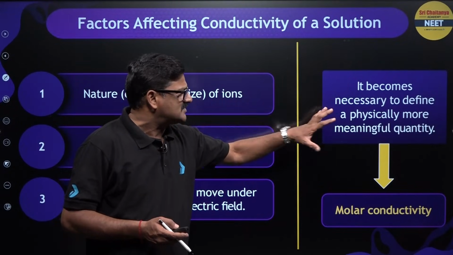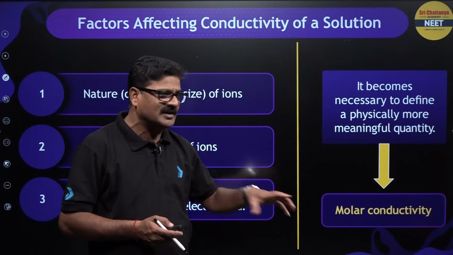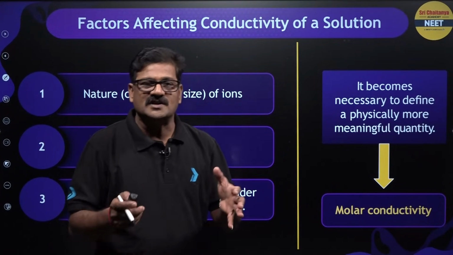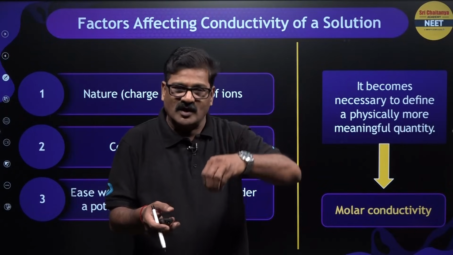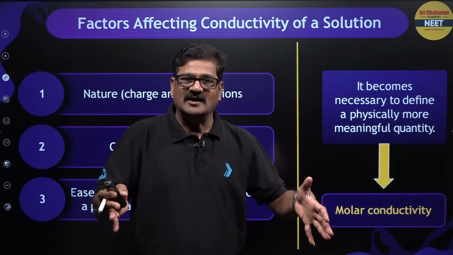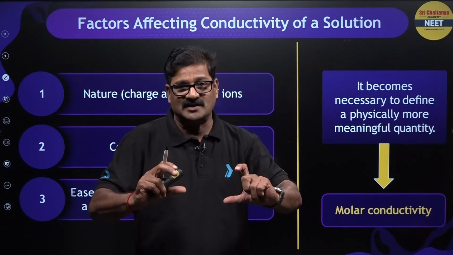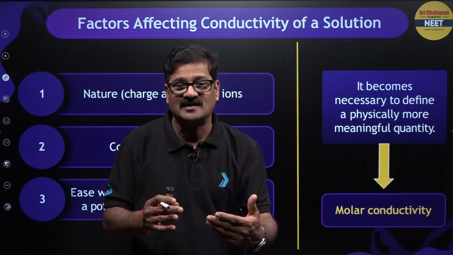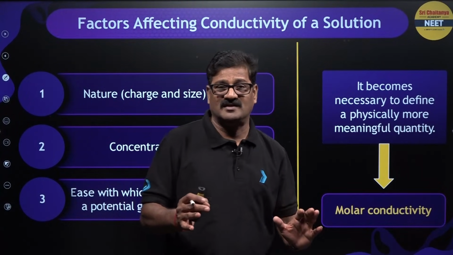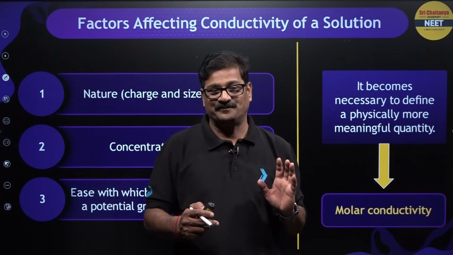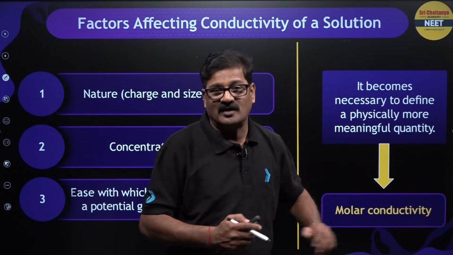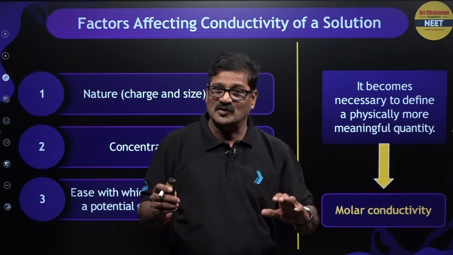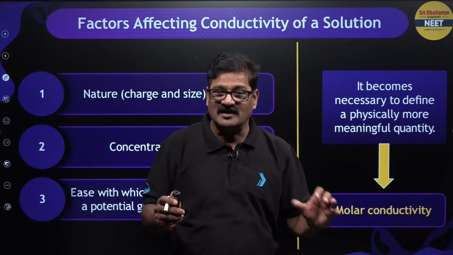So for conductivity, it becomes necessary to define a physically more meaningful quantity, molar conductivity. What happens when 1 centimeter cube of electrolyte is taken? When you add water, the solution is getting diluted. So in that defined 1 centimeter cube, the number of ions decreased, so the conductivity offered by the ions decreases. Specific conductance decreases on dilution. But if you define the molar conductivity, that comes into the new picture. So it is a more precise way, molar conductivity or equivalent conductivity.